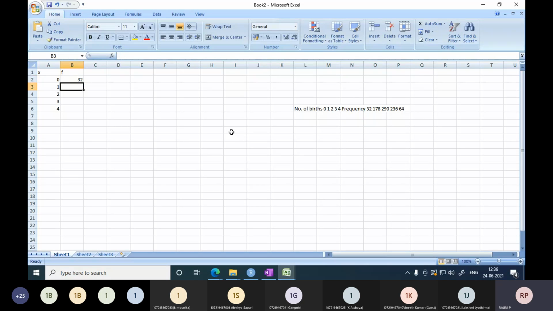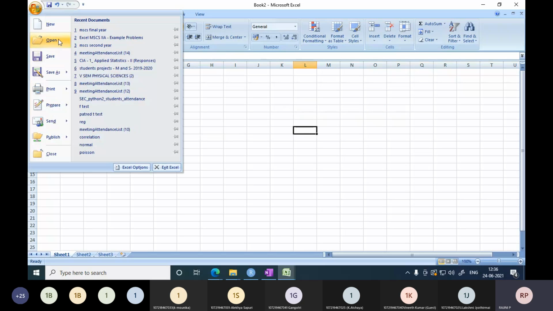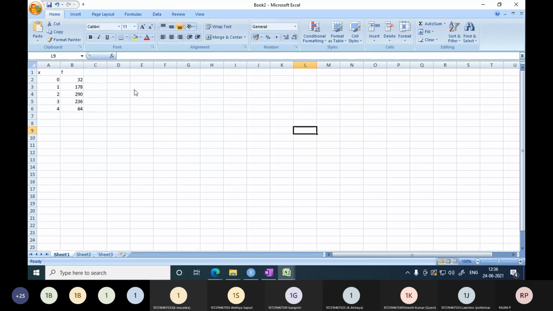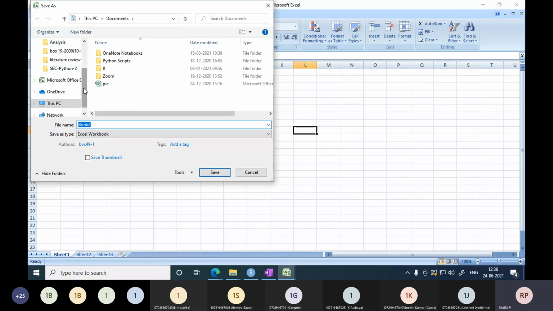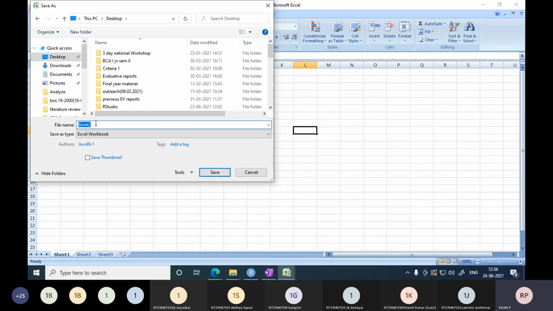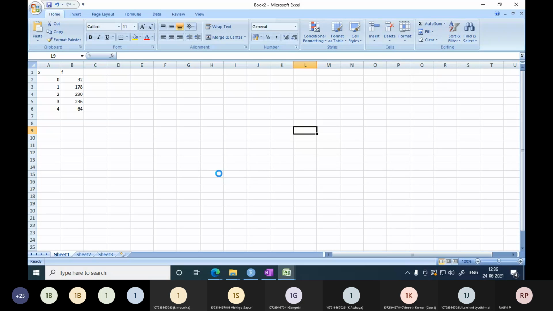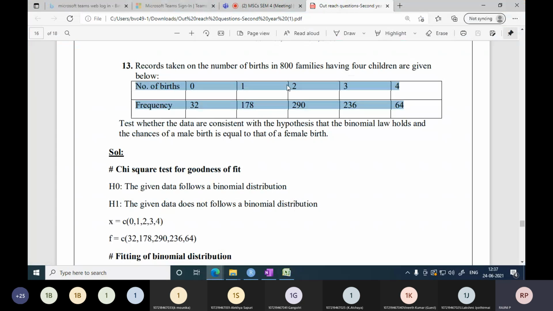32, 178, 290, 236, and 64. This is the data I have. Okay. Now I'm storing this. I'm just saving it on the desktop as BD, binomial distribution. Okay, I have stored this on the desktop.